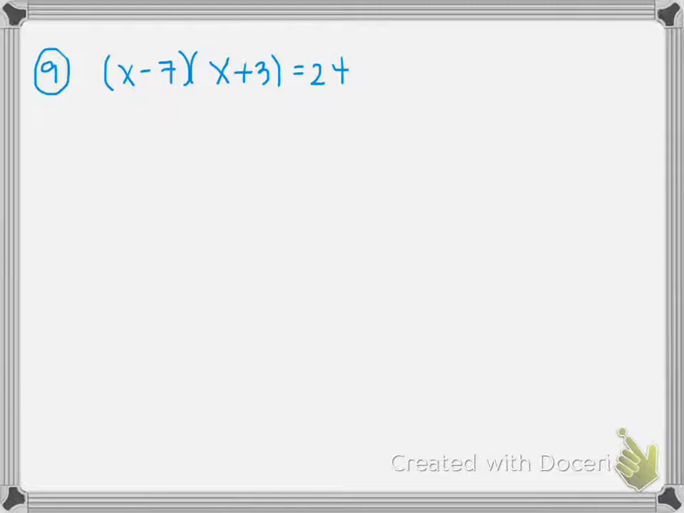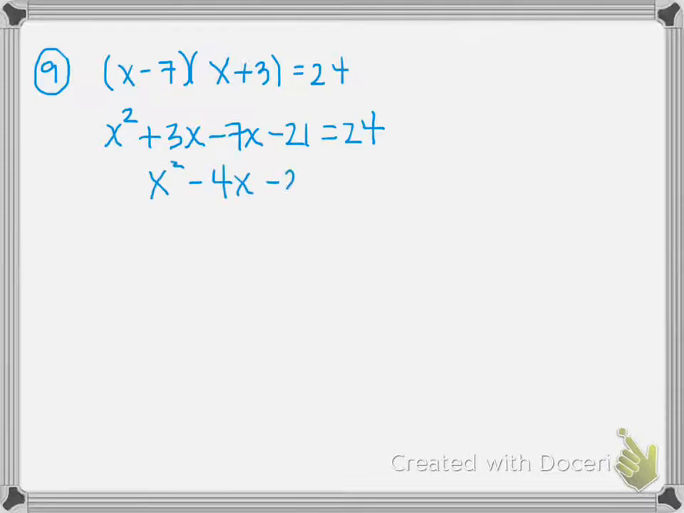Okay. So what about this one? To solve this one by factoring, the first thing it has to do is be equal to 0. So I need to multiply this out. So x times x gives me x squared. x times 3 is 3x. Negative 7 times x is negative 7x. And negative 7 times 3 is negative 21. So that'll be x squared minus 4x minus 21.